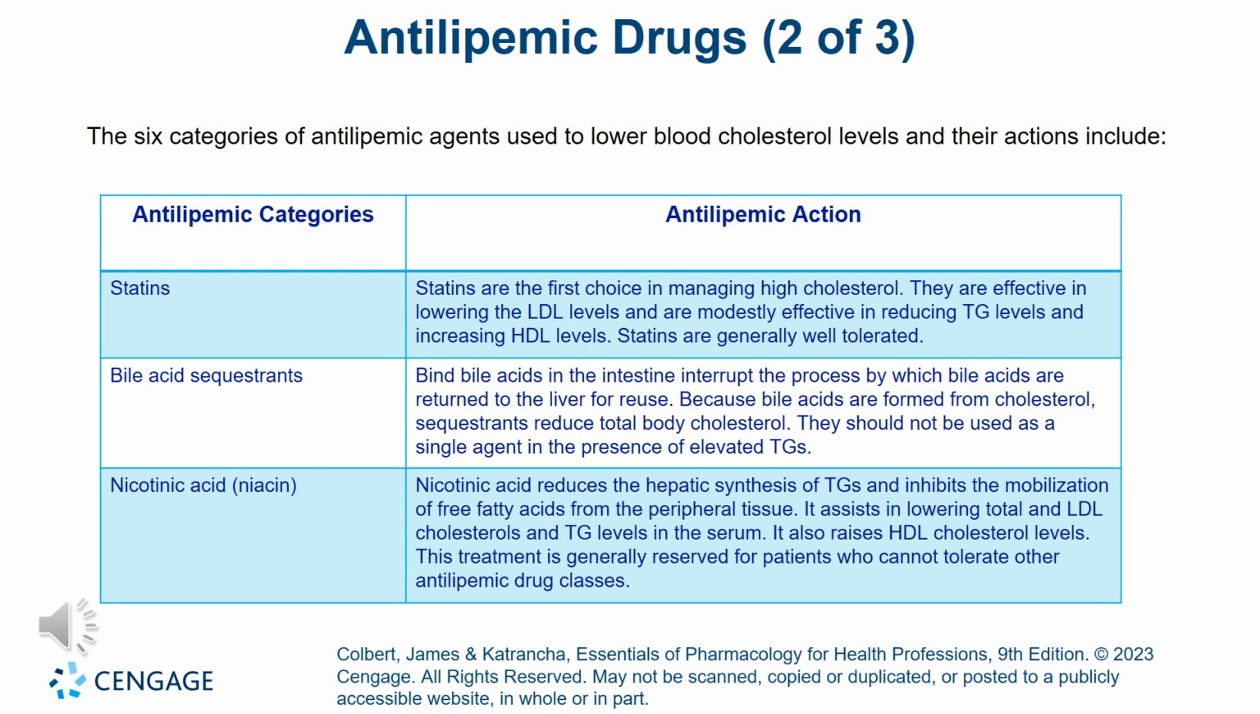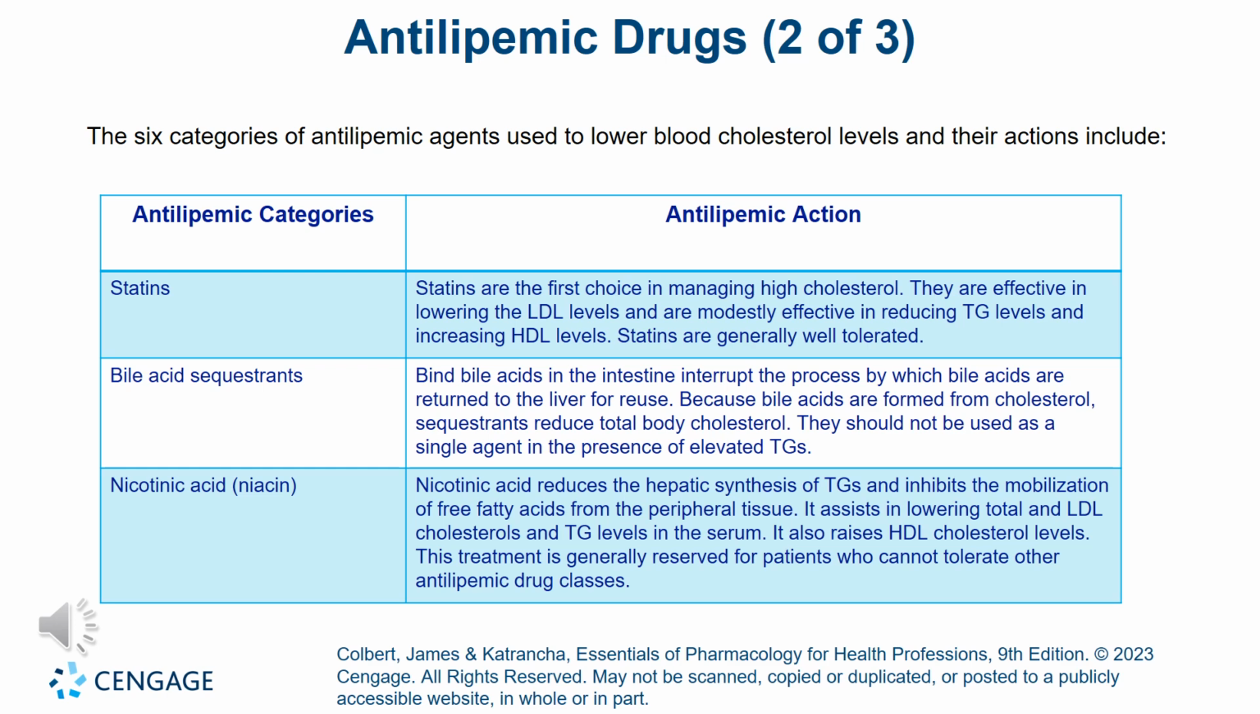Second is the bile acid sequestrants. They bind bile acids in the intestine, interrupt the process by which bile acids are returned to the liver for reuse. Because the bile acids are formed from cholesterol, sequestrants reduce total body cholesterol. They should not be used as a single agent in the presence of elevated triglycerides.